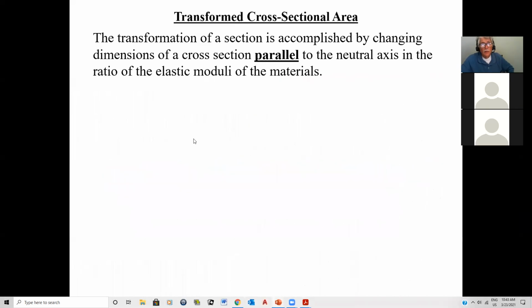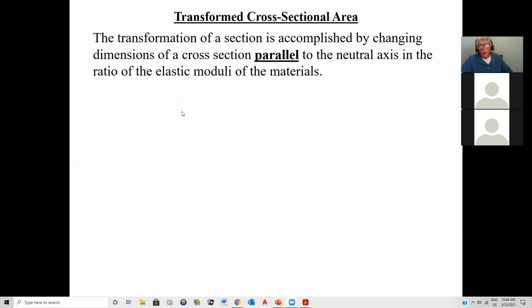Now, what we're going to be doing is transformation of a cross-sectional area. The transformation of a section is accomplished by changing the dimension of the cross-sectional area parallel to the neutral axis in the ratio of the elastic moduli of the materials. I bolded and underlined that. In other words, all you have to do is change one dimension in your cross section, and the one dimension you have to change is the one that is always parallel to your neutral axis. That's what you have to remember.